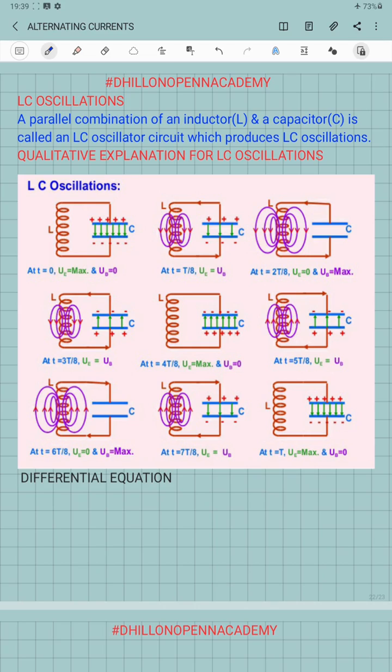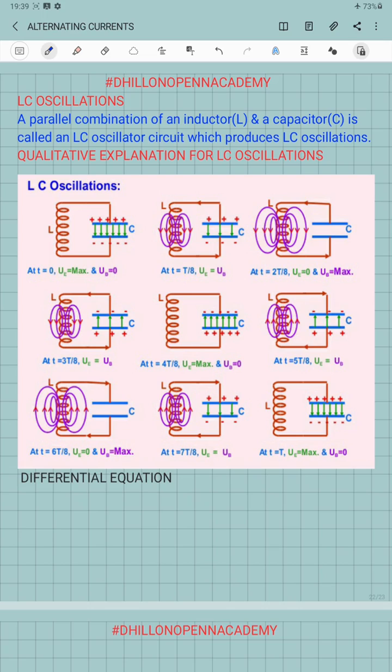is known by the name of an LC oscillator circuit, which produces the oscillations which are called LC oscillations. These kinds of LC oscillator circuits are commonly used in order to produce electromagnetic signals in the transmission towers where the antenna has to transmit various kinds of signals into the air.